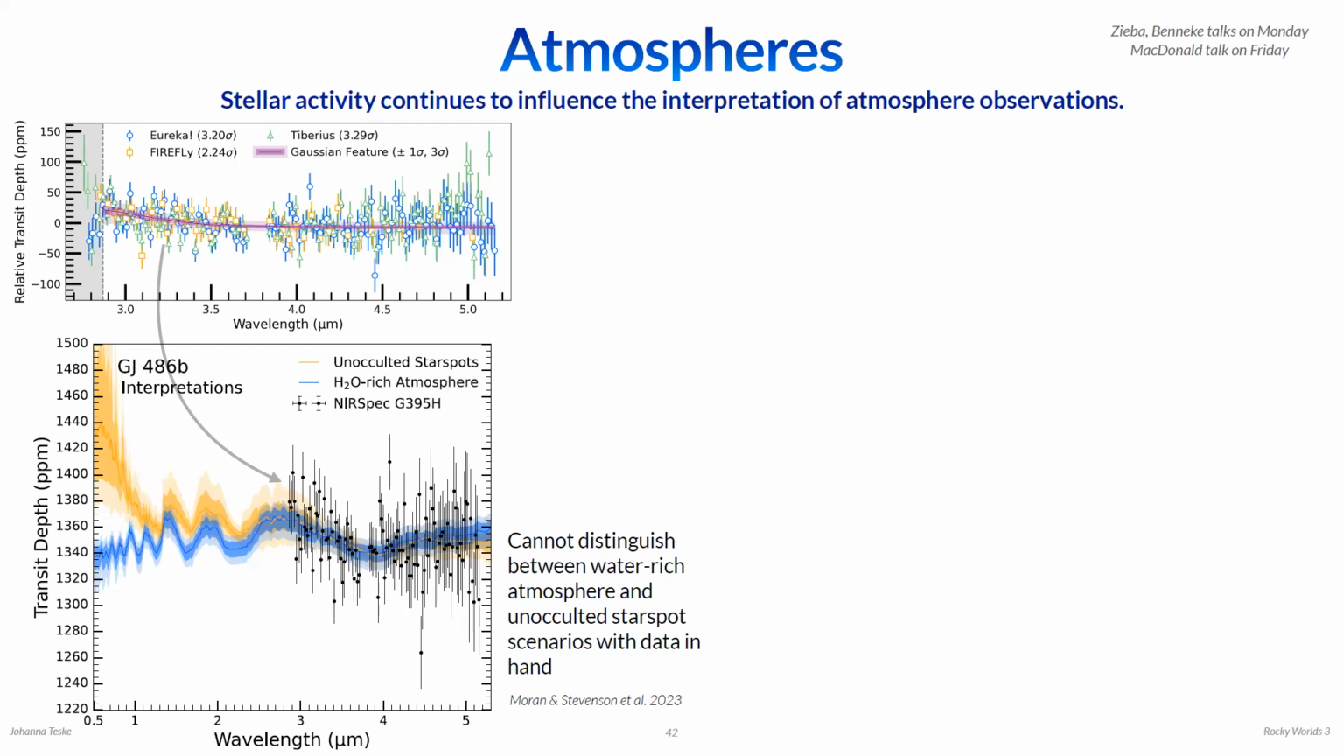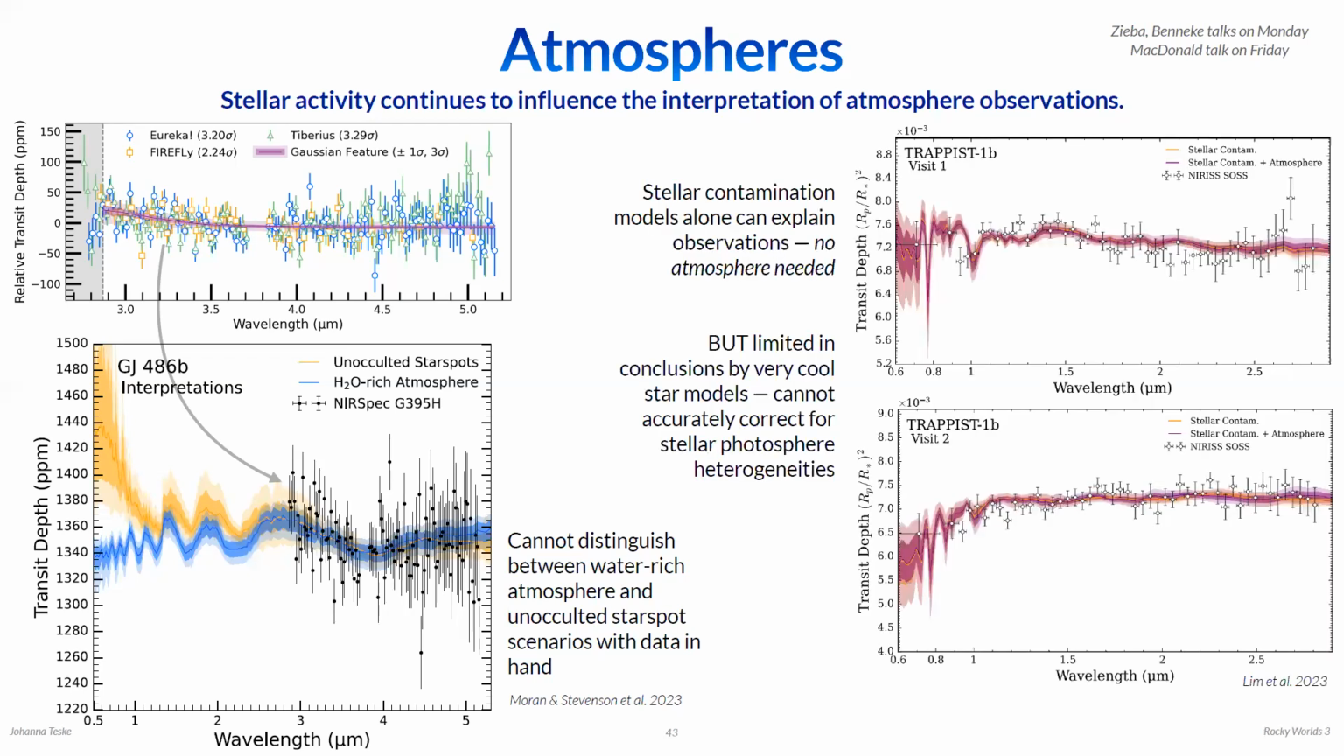From this paper by Sarah Moran and Kevin Stevenson and their team, they can't distinguish whether this upward slope for this small planet is indicative of a water-rich atmosphere or just unocculted star spots. Those scenarios might be more distinguishable with shorter wavelength data, but for now they don't know. And then we heard yesterday a lot about the TRAPPIST system. This is from Lim et al. 2023, where they have 2 visits for this TRAPPIST-1b transmission spectrum. The visits are not super consistent, as you can see, but both can actually be totally explained by stellar contamination, and atmosphere isn't needed to explain the observations. But this is definitely limited by the accuracy that we have on cool star models. So that's an area where more work is needed.